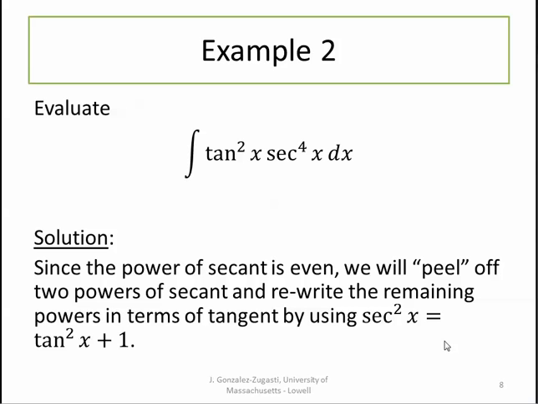In our first example, let's evaluate the integral of tangent squared x secant to the 4th x dx. Now here we have that the power of secant is even. So what we're going to do is peel off 2 powers of secant and rewrite the remaining powers in terms of tangent.